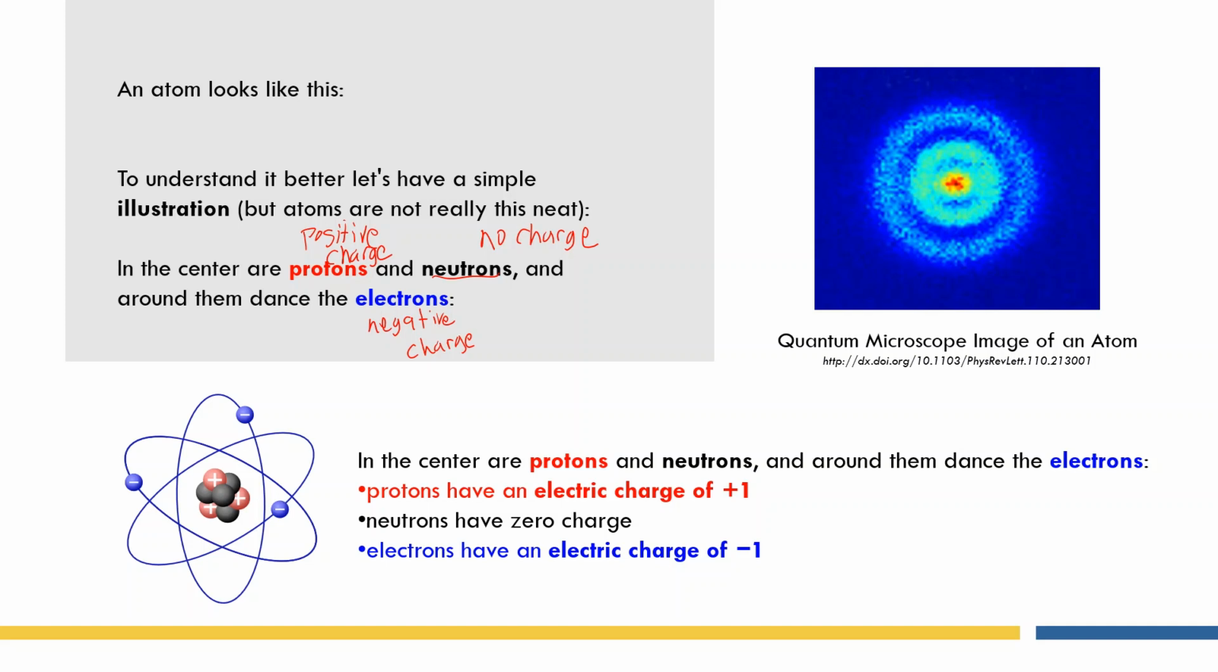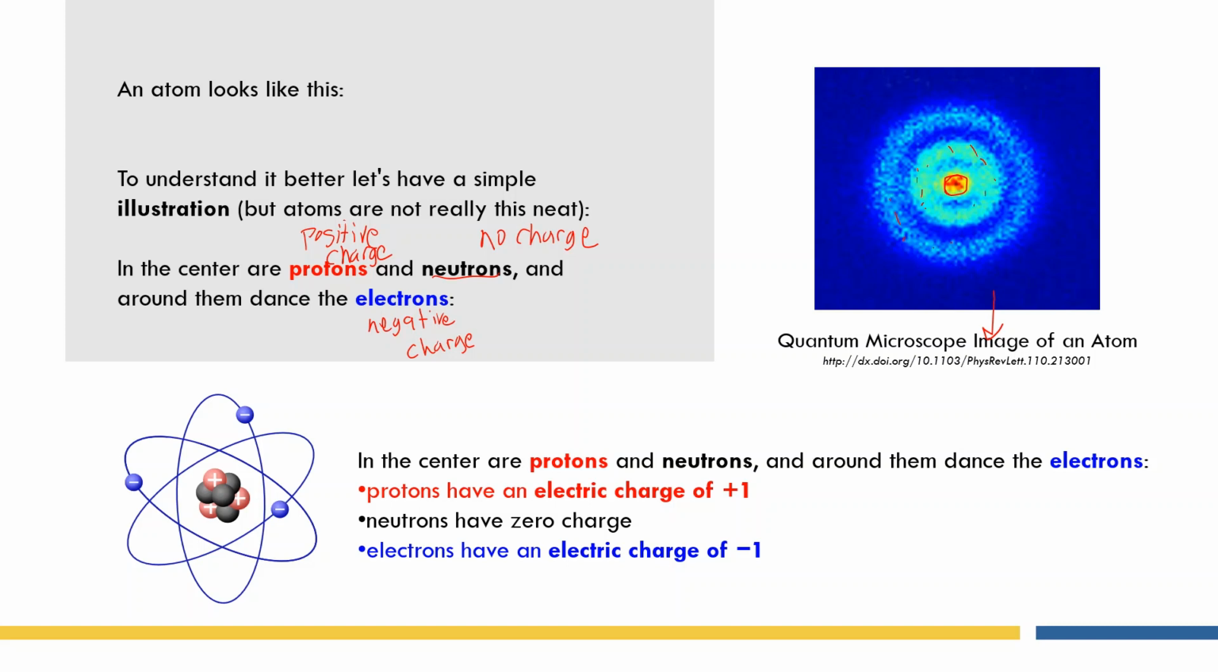Dancing around protons and neutrons. This picture is of real atoms from the microscope. The red and the yellow color is where the protons and the neutrons are. The greenish and light blue are the electrons that spin around the protons and the neutrons.